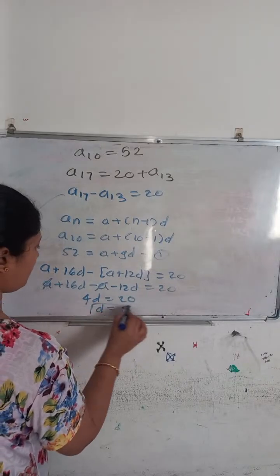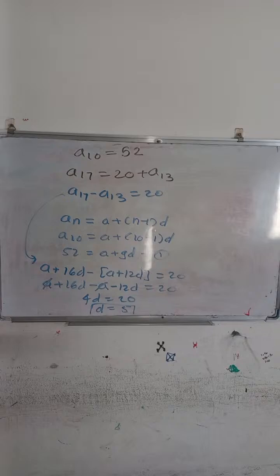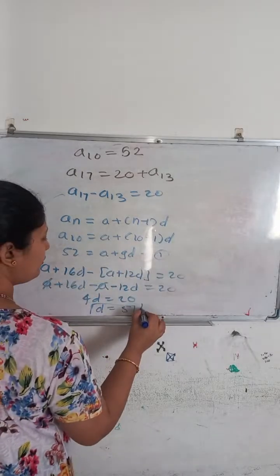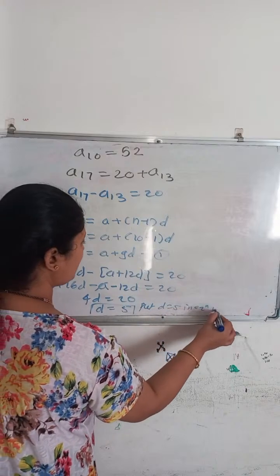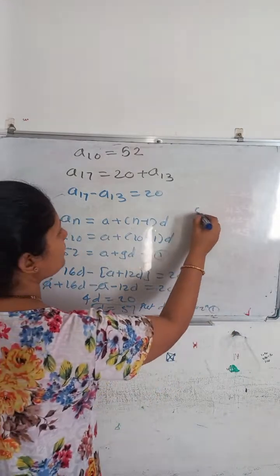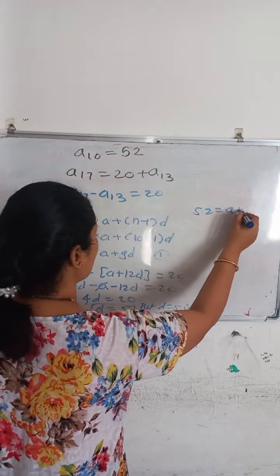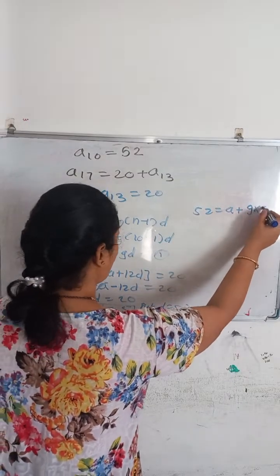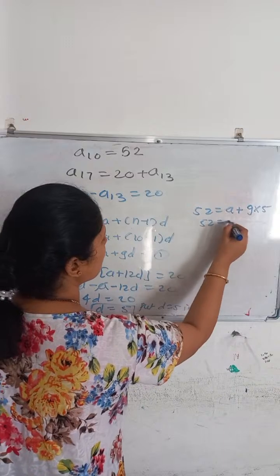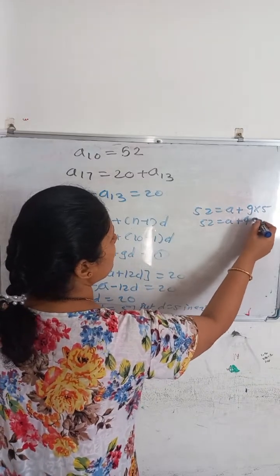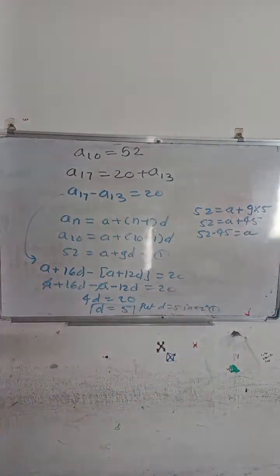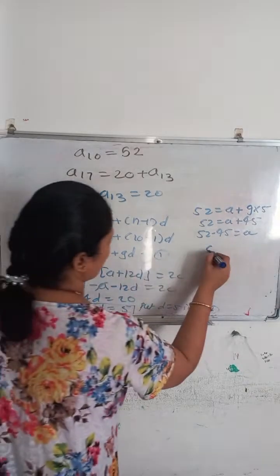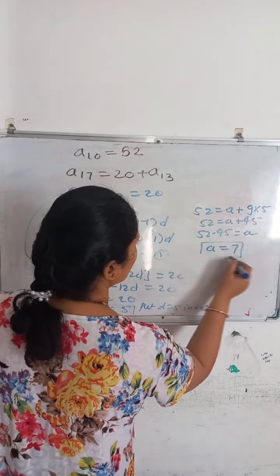Okay, we got the value for D, which is 5. So substitute D into equation number 1. Put D equal to 5 in equation number 1. Write the steps properly. 52 is equal to A plus 9 into 5. So 52 is equal to A plus 45. So 52 minus 45 is equal to A. A, you will get it as 7.